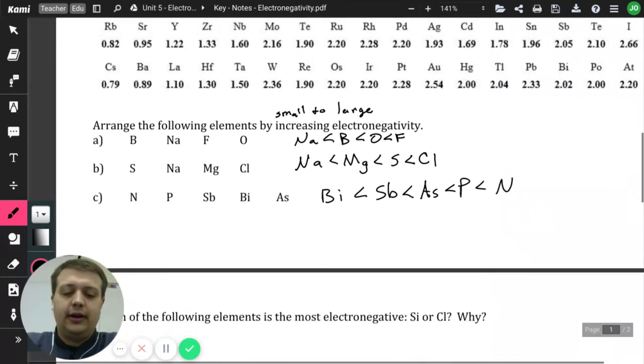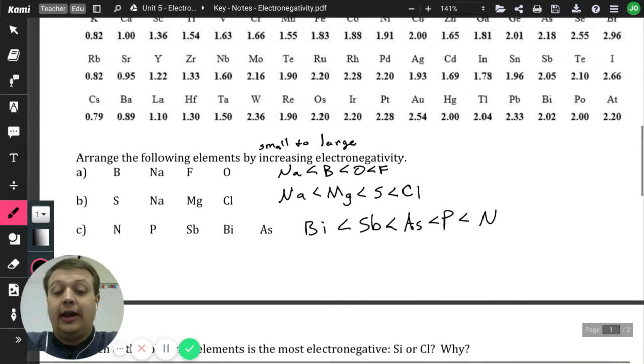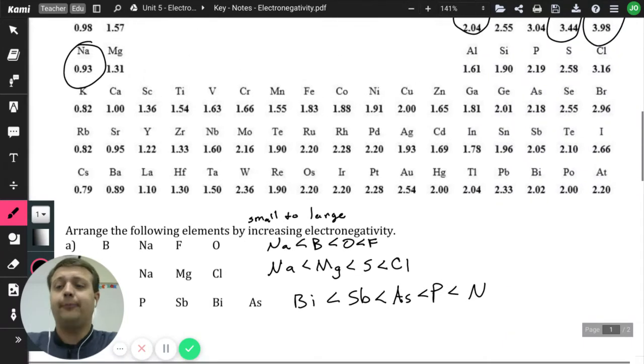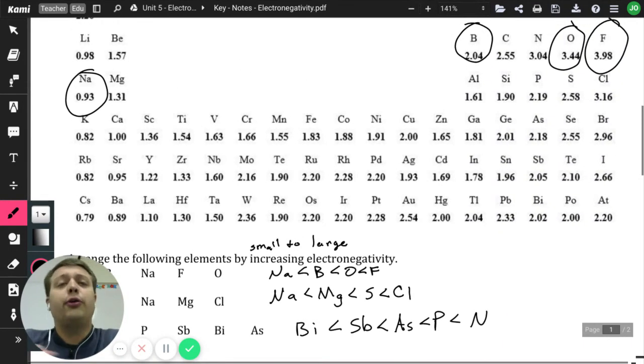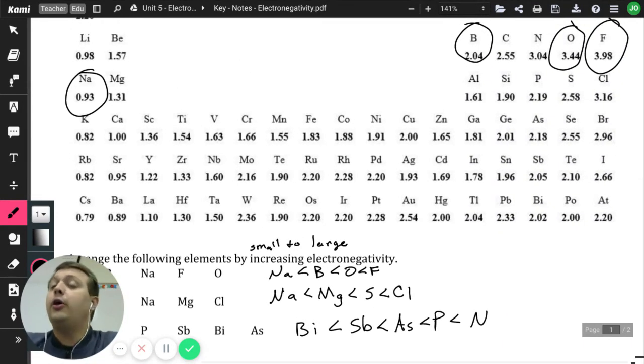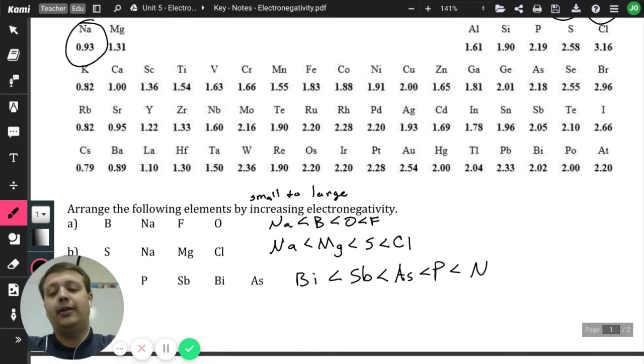The next trend is nitrogen, phosphorus, antimony, bismuth, and arsenic. So looking at those, they are all in the same column. We know that as we move down the periodic table, our electronegativity is actually going to decrease, right? So if I'm looking for increasing electronegativity, I'm going to be starting at the bottom and moving up towards the top. So my order would be bismuth, antimony, arsenic, phosphorus, and nitrogen.